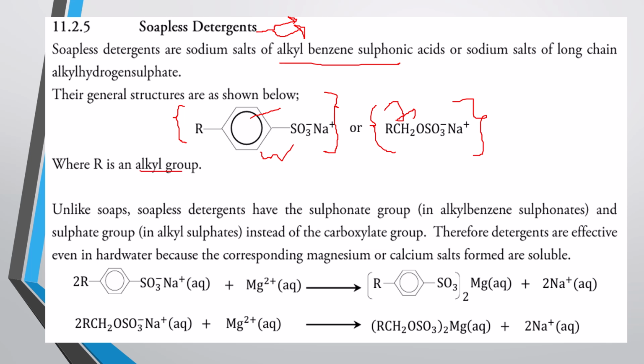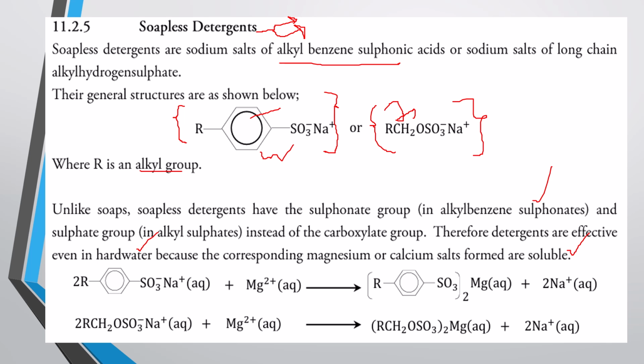So unlike soaps, soapless detergents have the sulfonate group, which is present in the alkyl benzene sulfonates, and also a sulfate group which is present in the aliphatic alkyl hydrogen sulfates, instead of the carboxylate group as we saw in the soaps. So therefore, detergents are more effective even in hard water, because for them the corresponding magnesium and calcium salts formed are soluble, as compared to soap where they are not soluble. Remember that for soap, we have told you that it forms scum due to precipitation of calcium or magnesium salts. But in detergents, formation of scum is impossible.